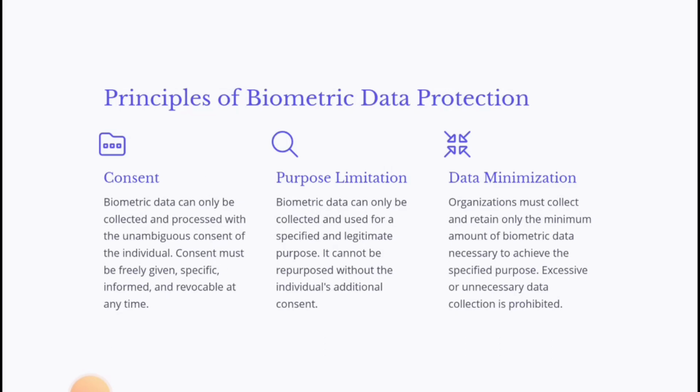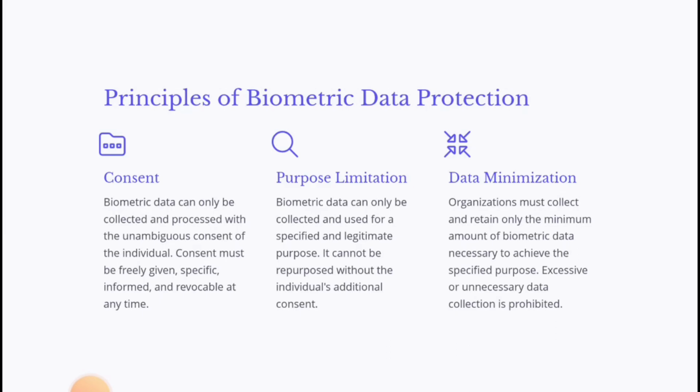Now we look at the principles of biometric data protection. The first is consent. Biometric data can only be collected and processed with the unambiguous consent of the individual. Consent must be freely given, specific, informed, and revocable at any time.